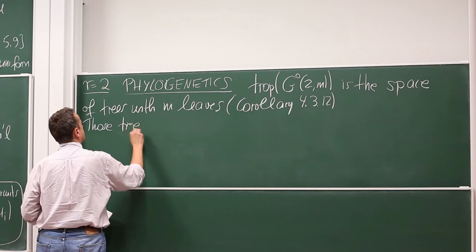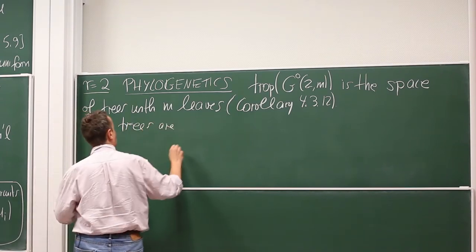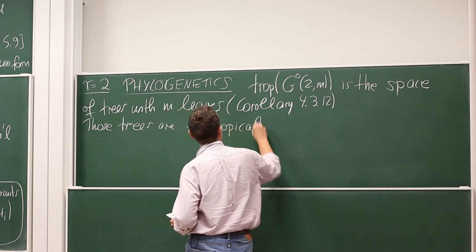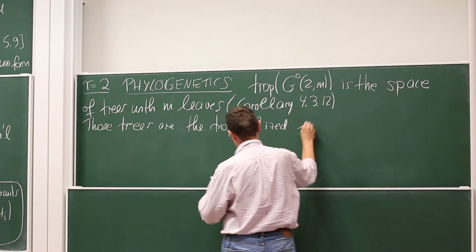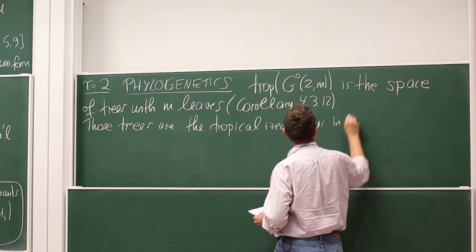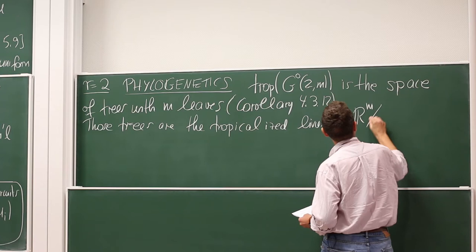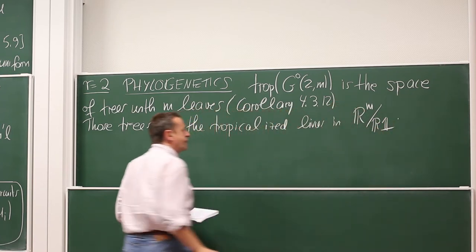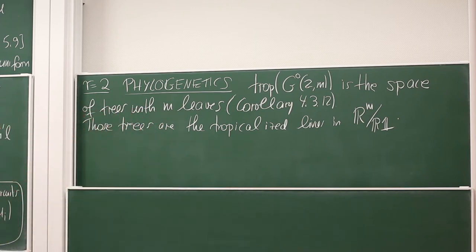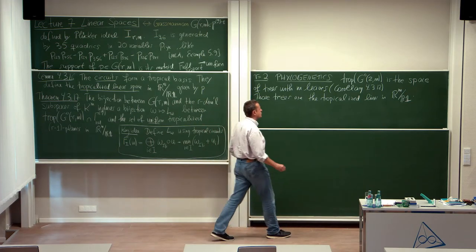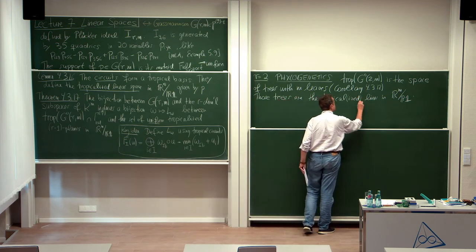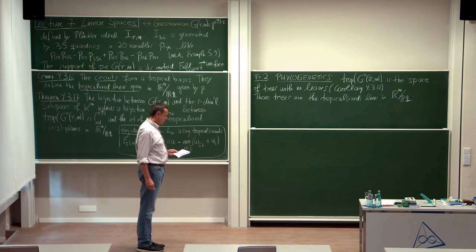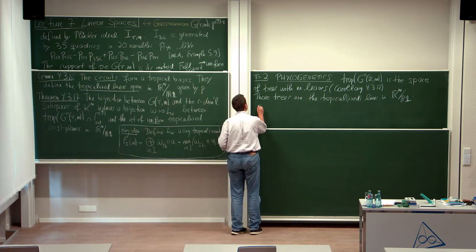Those trees are the tropicalized lines in R^m mod the all-one vector. Now if r is equal to 2, in fact there is no distinction between tropical and tropicalized. So we can put this in parentheses. In this case, where r is 2, these two concepts are the same. So let's see some examples.